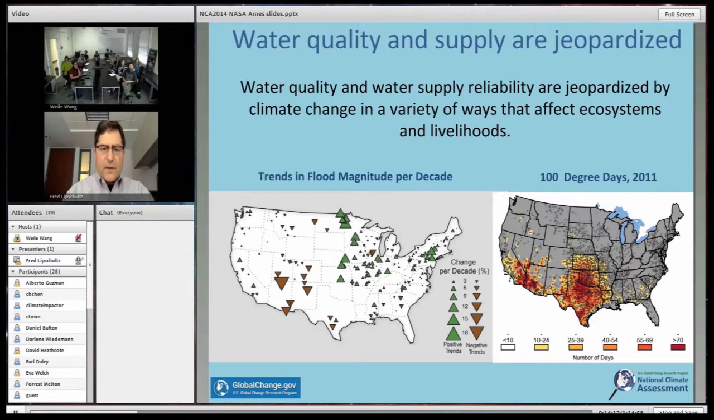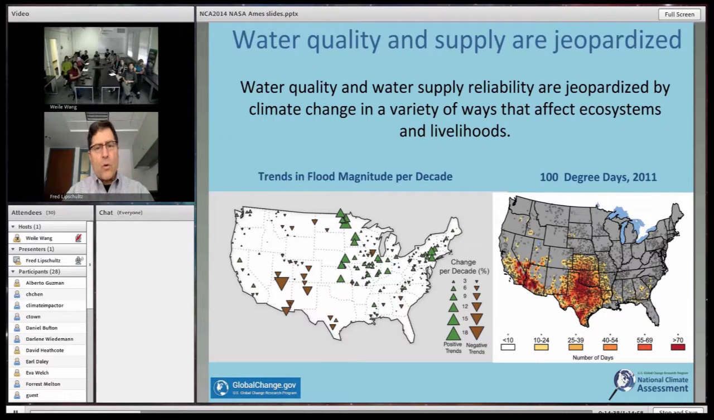You can see on the left the trends in flood magnitudes across the country changing. And you can see that in the Southwest, there's projected then to be dramatic decreases in flood magnitudes, but large increases in the upper Great Plains, Midwest, and in the Northeast.